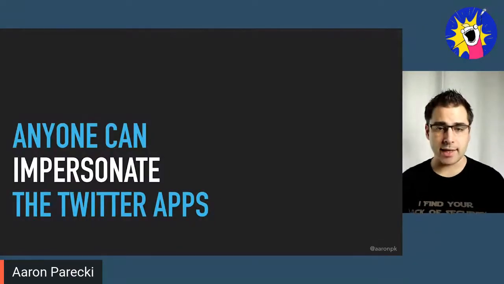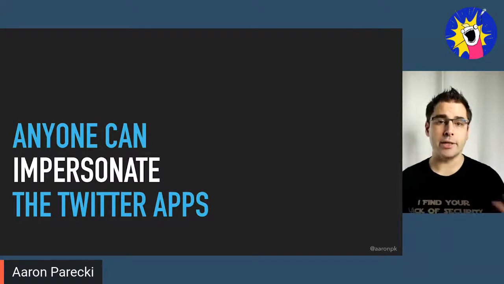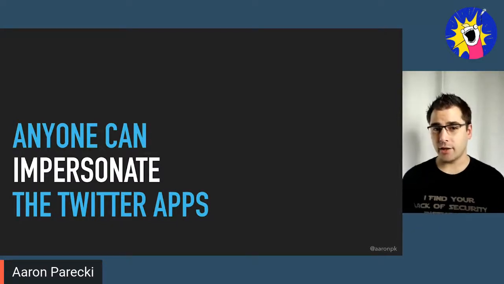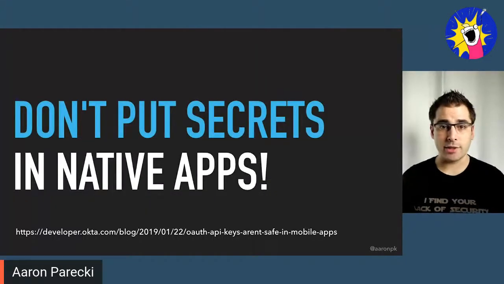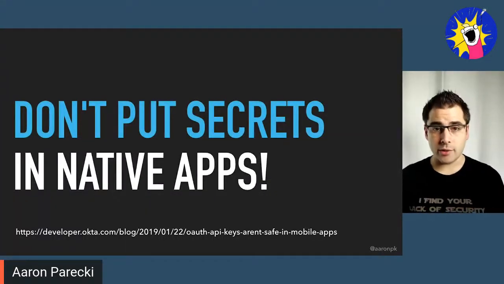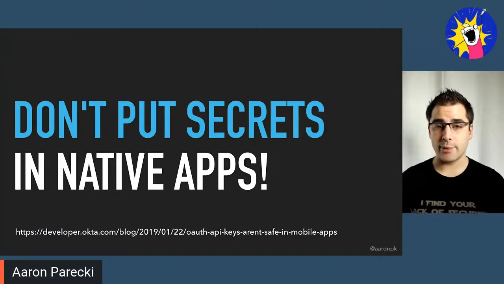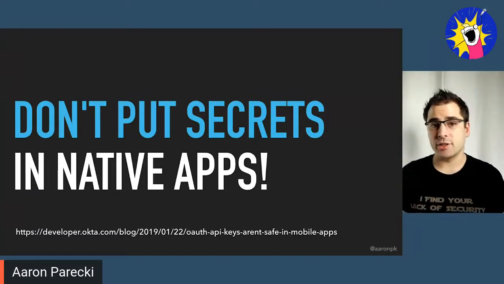What I mean by that is that any of the permissions that the Twitter apps themselves might have that other third-party developers couldn't get, now anybody could get those permissions. And the lesson we learned here was you can't put secrets in native apps. It just doesn't work. There's no way to do it, because anybody who downloads that app is downloading that secret and can just decompile it.